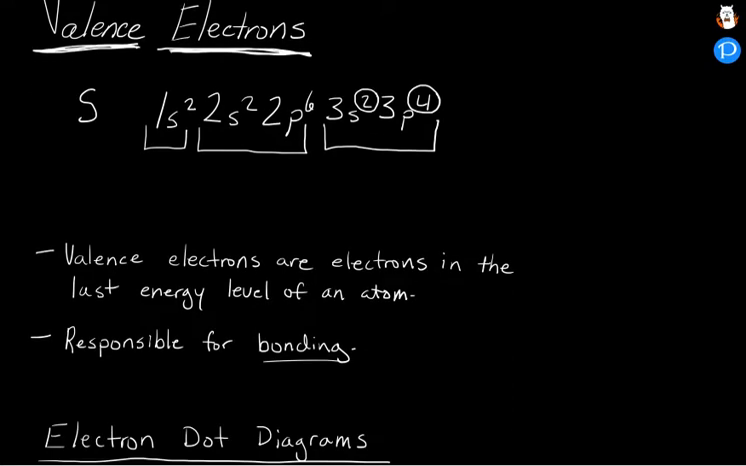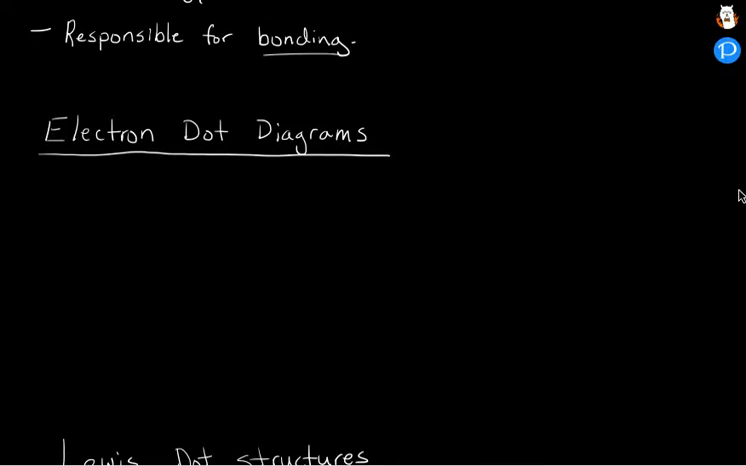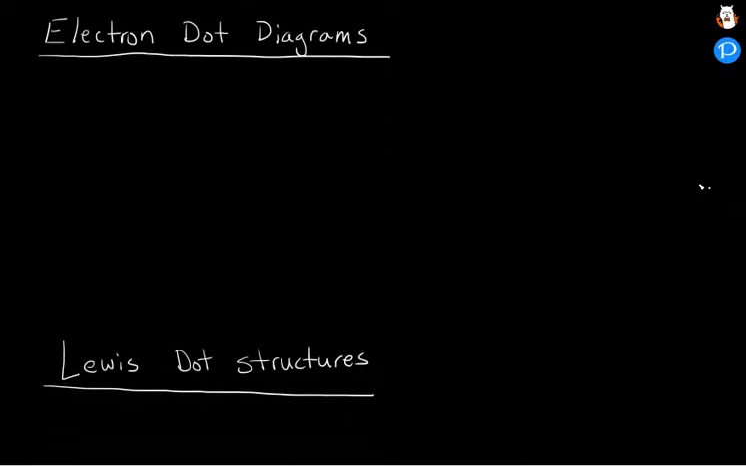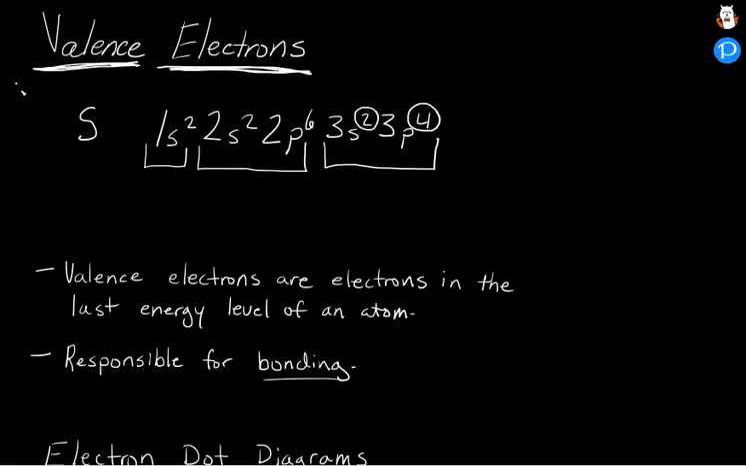Now, that brings us to electron dot diagrams. Since we're only interested in the very outer electrons, and we don't really care about the electrons towards the middle, we can draw these electron dot diagrams which show how many valence electrons different elements have. So if I wanted to do an electron dot diagram for sulfur, we just got done saying that sulfur has 6 valence electrons.